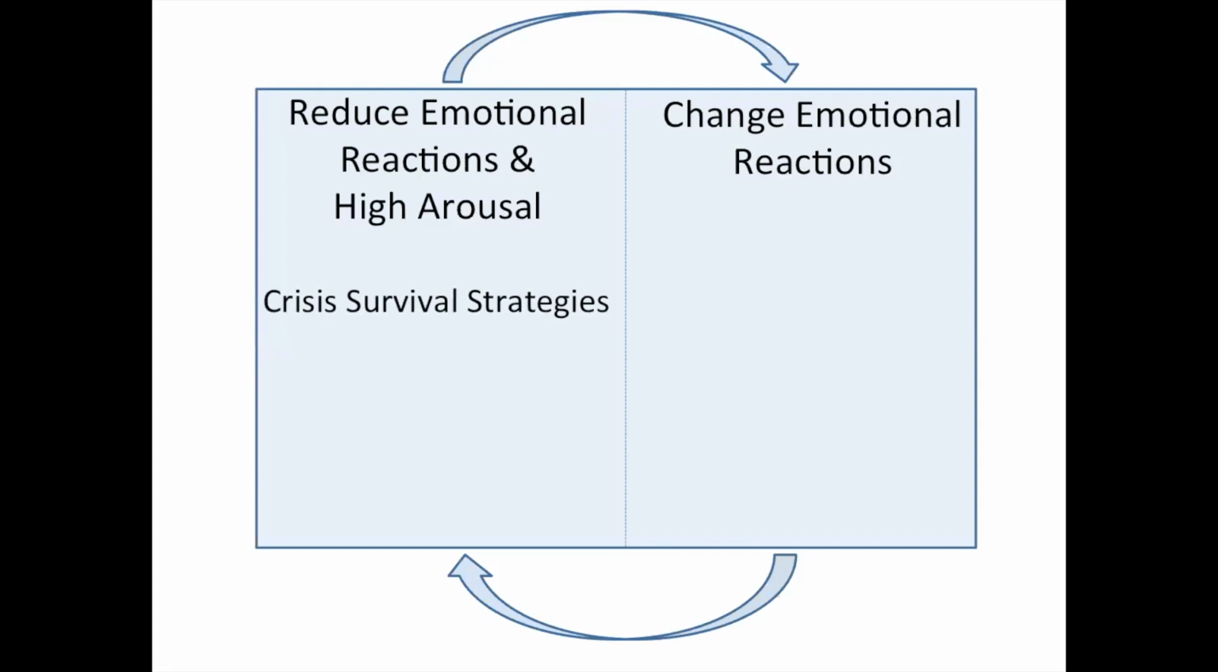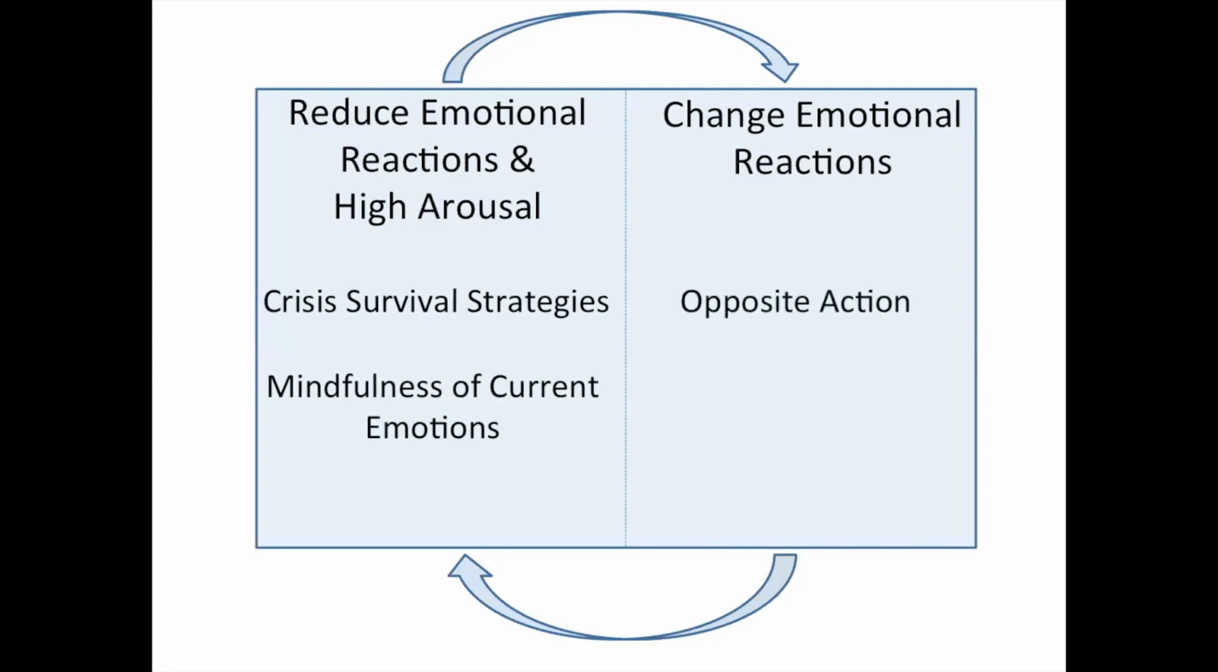Now, what about the next component, about maybe reducing emotional reactions and high arousal once we have them? We want to be thinking about crisis survival strategies, which are part of the DBT program and you'll be learning along the way, and also being mindful of current emotions. And if you actually are experiencing an emotion, we want to be thinking about using the skill of opposite action, opposite body language, and opposite words in order to help you cope once you're experiencing those emotions. So for this component of the model, once you're experiencing the emotion, these are the specific skills that you can look at and try and use in order to help bring your emotional intensity down.